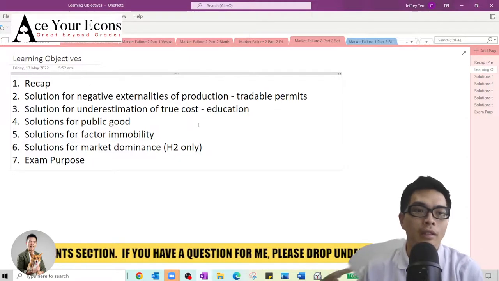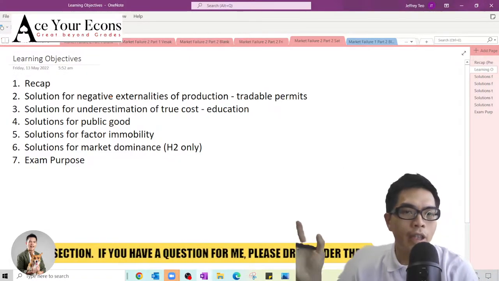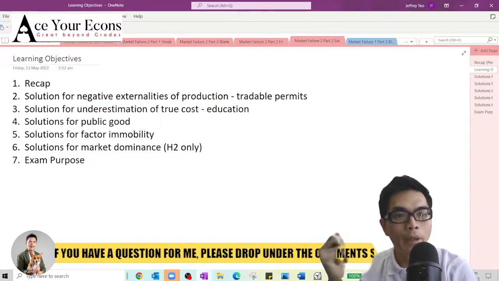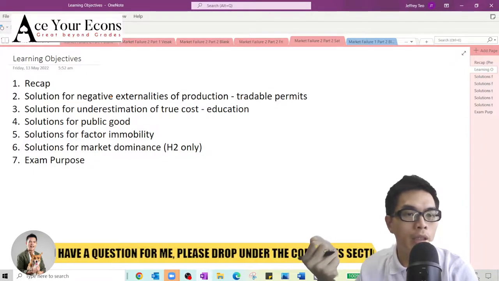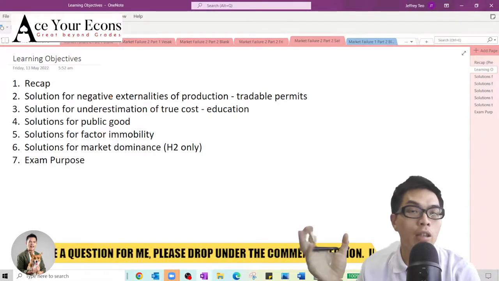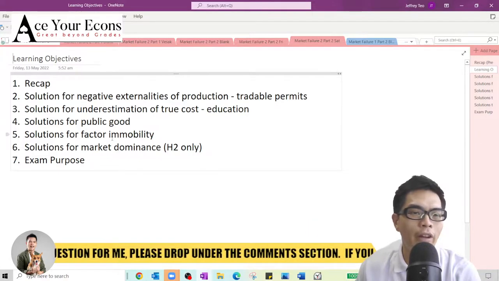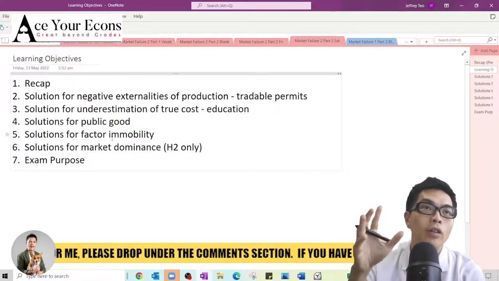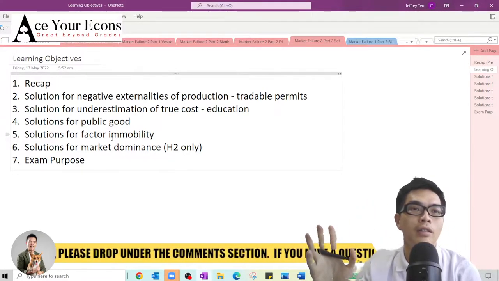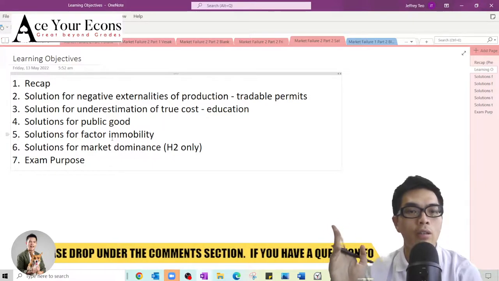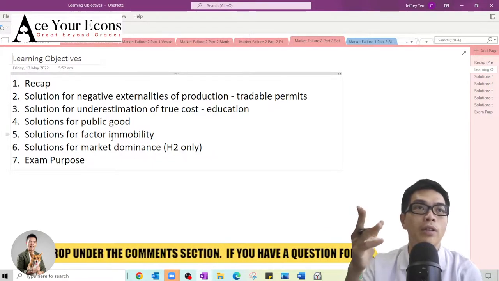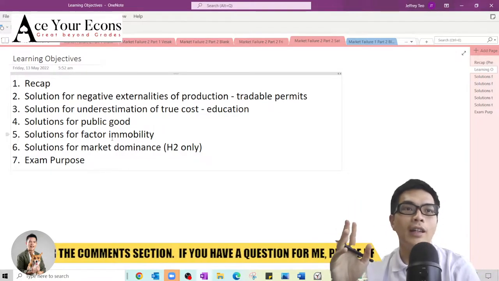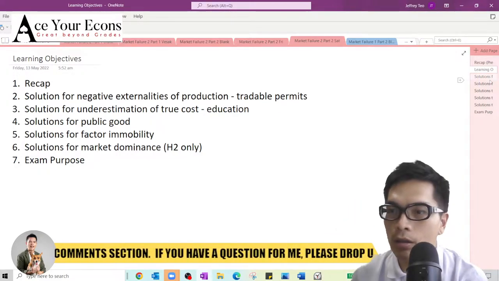Clear? Alright, so these are the few objectives that I'll be covering. Tradable permits, underestimation of true cost, public good, factor immobility, the solutions for them, and market dominance. So all these 4, 5, 6 I'll be brief, because they won't be the focus for the first year students. I want you all to focus on tradable permits, especially. I do know that some of you had a recent exam on tradable permits, right? Okay, so tradable permits, let's go.